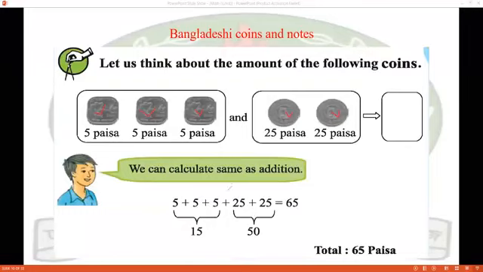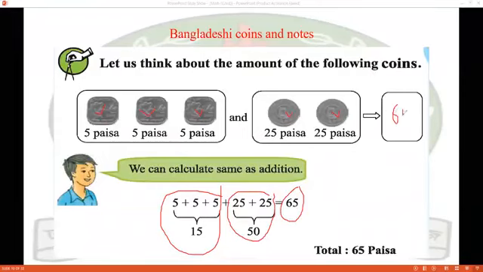You see that three 5 paisa equal 15 paisa and two 25 paisa is equal to 50 paisa. So there will be 65 paisa. When three 5 paisa coins and two 25 paisa coins are added, they make 65 paisa.